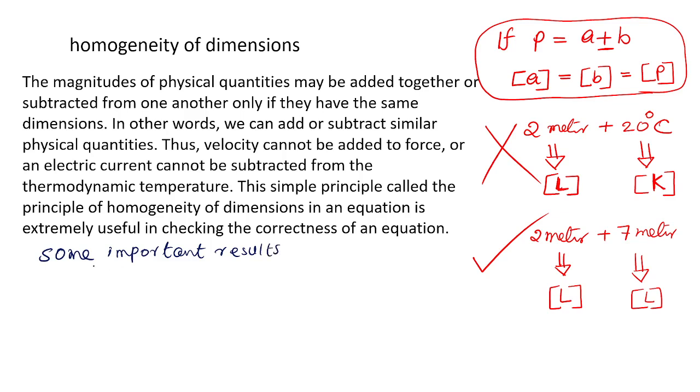Let me discuss that first. Dimension of A plus B. A and B are two physical quantities. Dimension of A plus B is equal to dimension of A plus dimension of B. Actually, it is obtained from this formula. Okay, anyway, leave it.